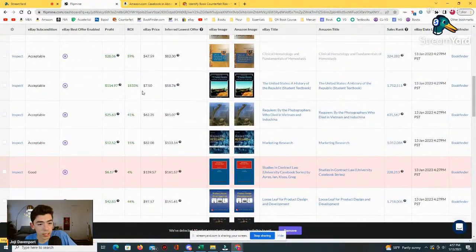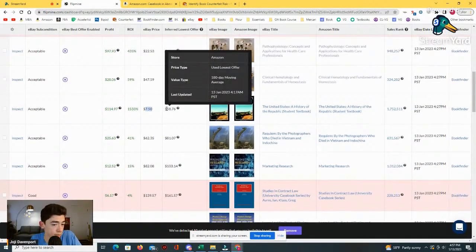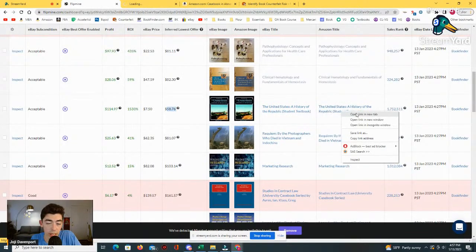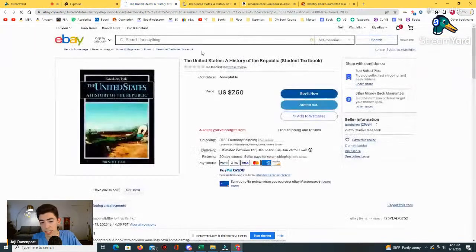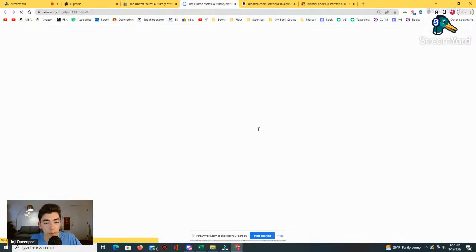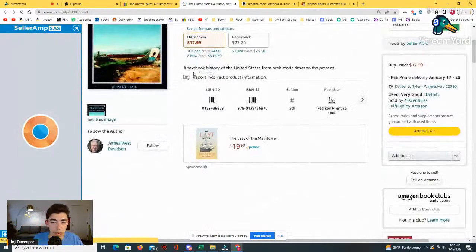Okay, so here's another book, $750 on eBay. Looks like the lowest inferred price on Amazon is $58. Now again, whether or not that's true, we have to look through the listing. So $750 over here on eBay. We go over to Amazon. Looks like the price is right around the same.